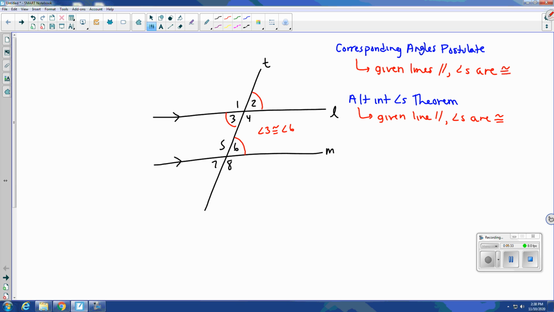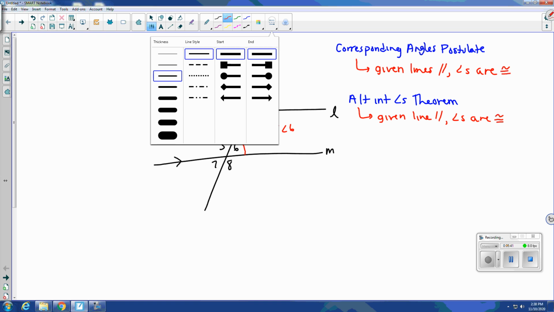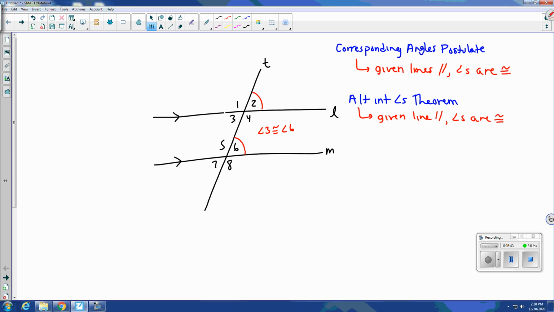Now, instead of that, well, we can still work off 3. Let's say we're looking at 2. We know 3 is congruent to 2, vertical angles again. And then we also know 3 and 7 are congruent because 3 and 7 are corresponding.